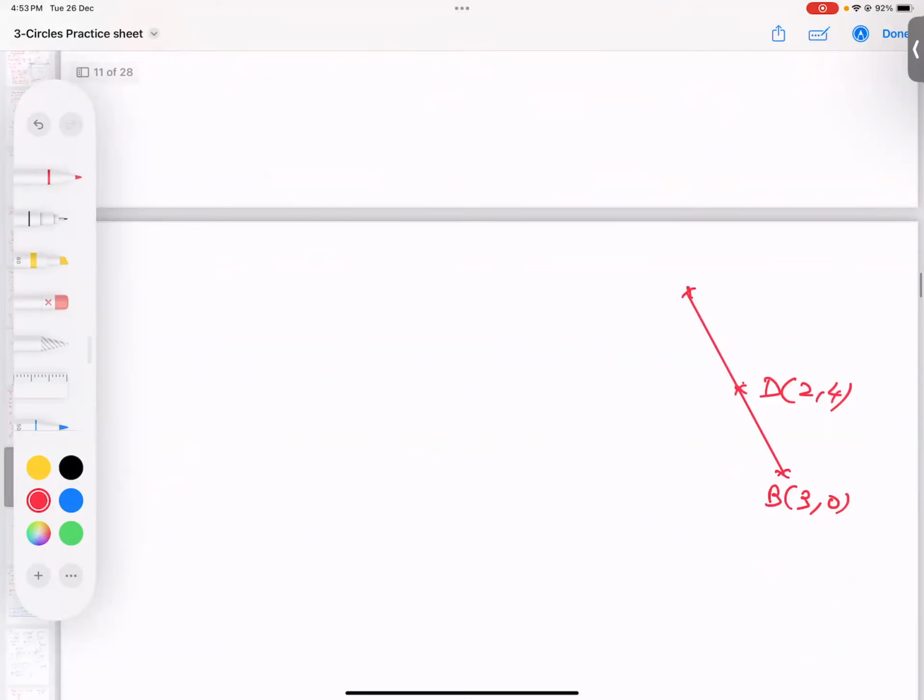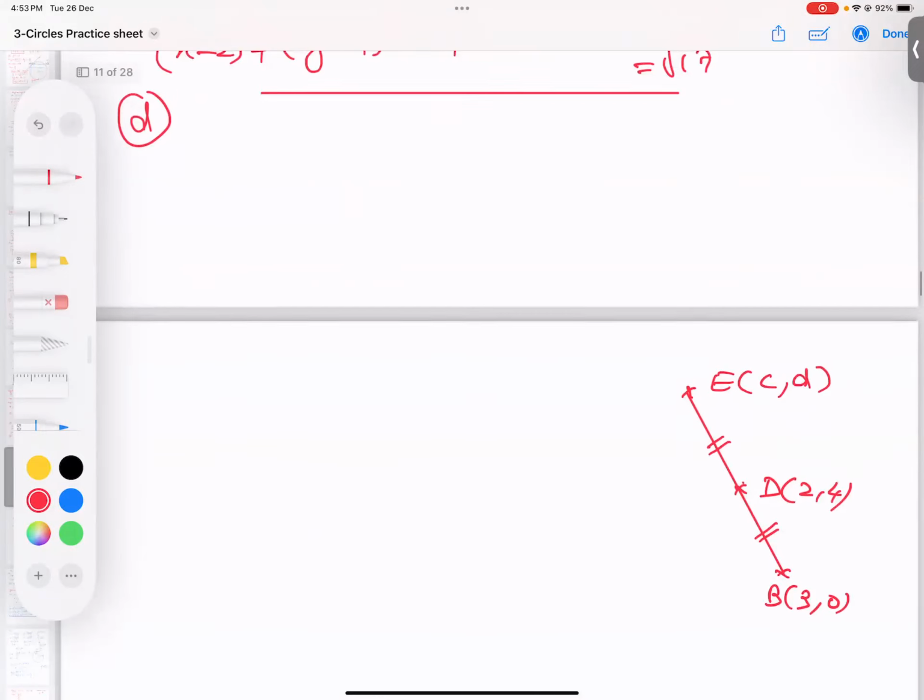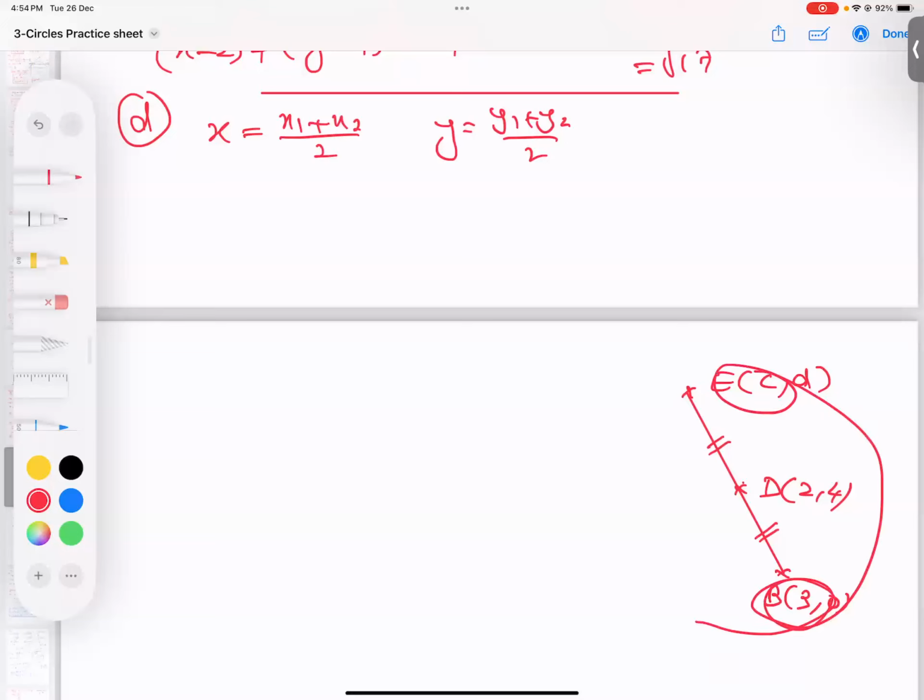And this top is the E coordinate, which I don't know. I label it (c, d), no problem at all. And this gap is equal to each other. So let's try the midpoint formula. So x is equal to (x1 plus x2) divided by 2, students. Same way, (y1 plus y2) divided by 2. But make sure this is the first corner point, this is the second corner point. So this is x1, this is x2.